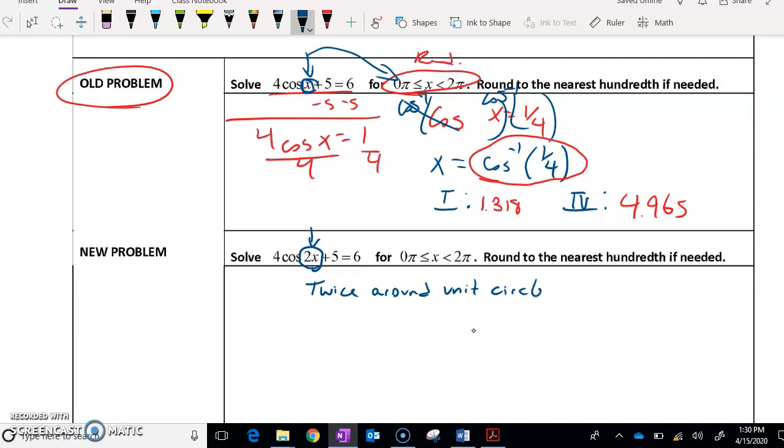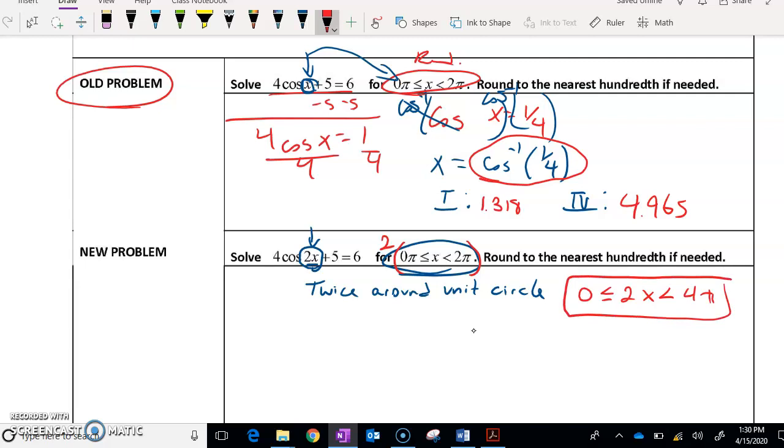So think about what that says to this domain range. So I'm going to set it up: if I'm going to go twice around the unit circle, then I'm going to multiply everything through by 2. So I have 0 or 0 pi, that doesn't matter, 2x, and then 4 pi. So notice how I'm going to be looking at that range between 0 and 4 pi when I do this.